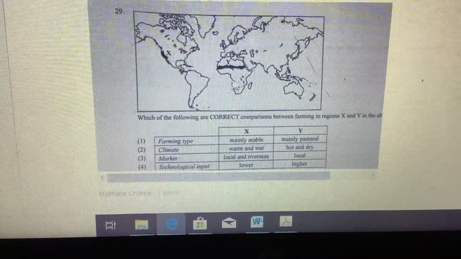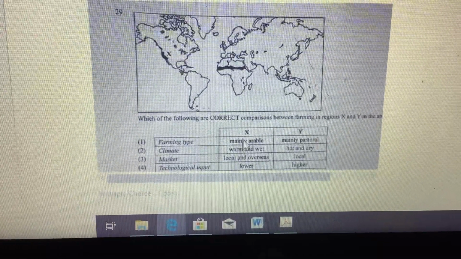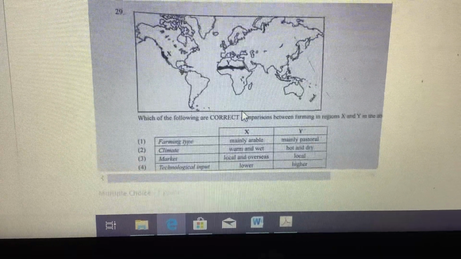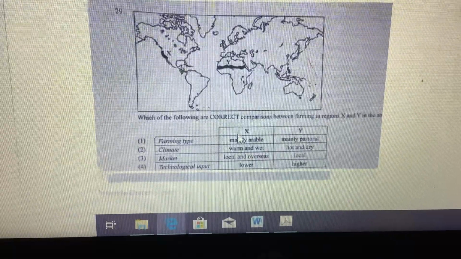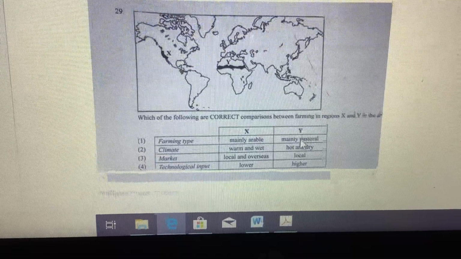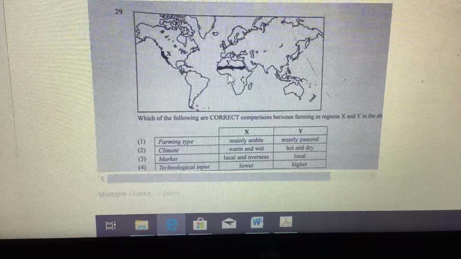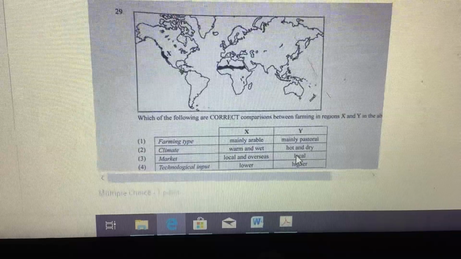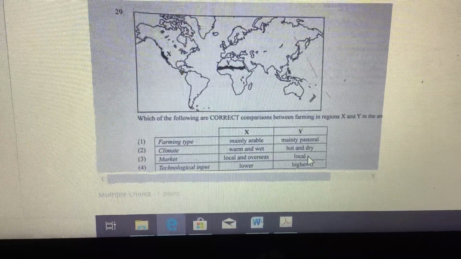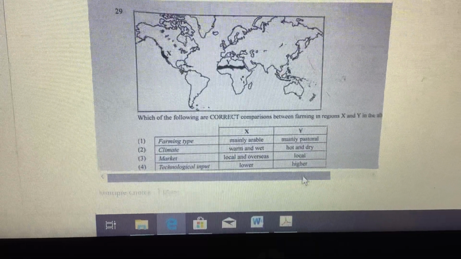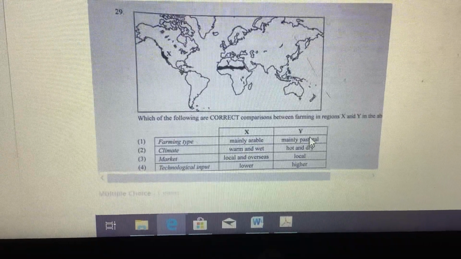How about this one? X and Y. X is California and Y is Sahara. X is arable, Y is pastoral. This one is right. And X, warm and wet, is it crazy? As you can see in the previous question, definitely it is not wet, it should be dry because of the Mediterranean climate. Y, hot and dry, quite right. How about this? X is for local and overseas markets, and Y is subsistence, so most of the market is local. Is Y having a higher technology? Come on. Number 4 is wrong. Number 3 is right, and also number 1 is right.